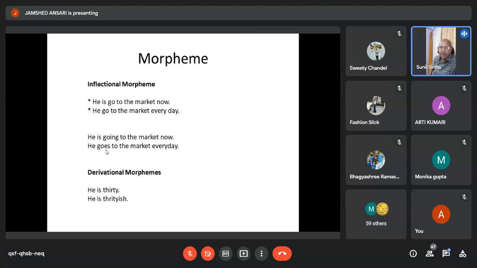An inflectional morpheme is needed on a word to make the sentence grammatical. Whereas a derivational morpheme is needed on a word to extend the meaning of that word, expand the meaning of that word. An inflectional morpheme does not change the grammatical category of the word. Go is a verb. Goes is also a verb. Whereas a derivational morpheme may change it. It's not necessary that it will, but a derivational morpheme may change the grammatical category of a word. All right.